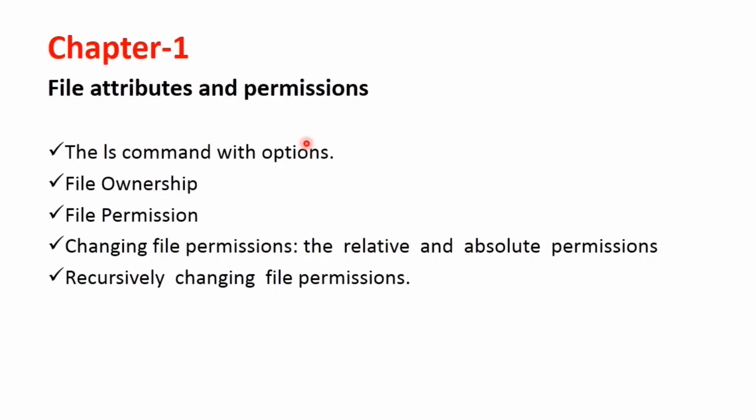Now let us discuss Chapter 1. In this chapter, we are going to learn about file attributes and permissions. Under that, we are going to learn the ls command. What is the ls command, and the different options available along with it. Then file ownership, so who is the owner and who is the group of the file, and then file permissions, and changing file permissions in a relative and absolute manner, and changing file permissions recursively.